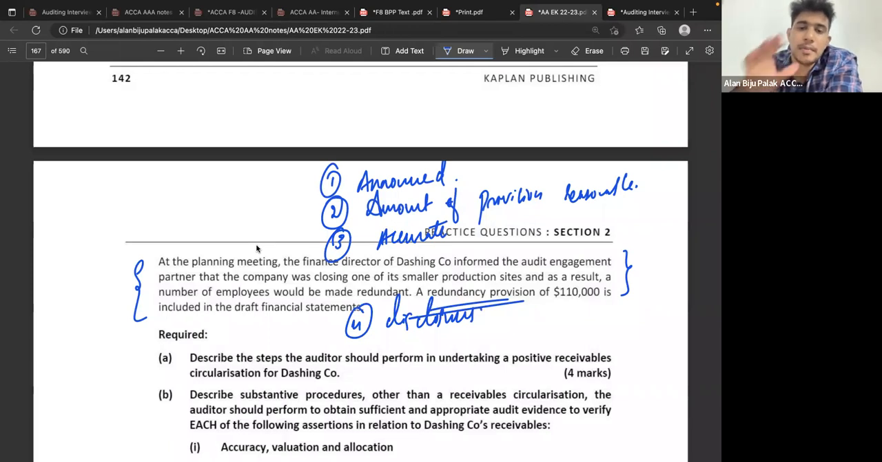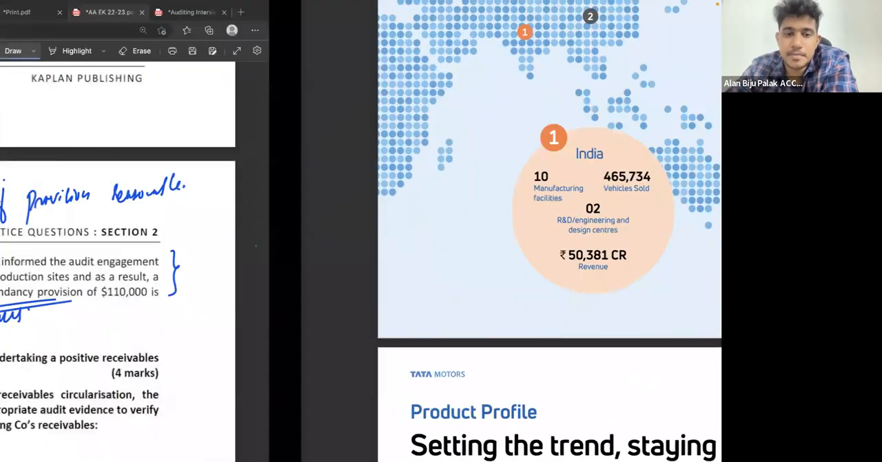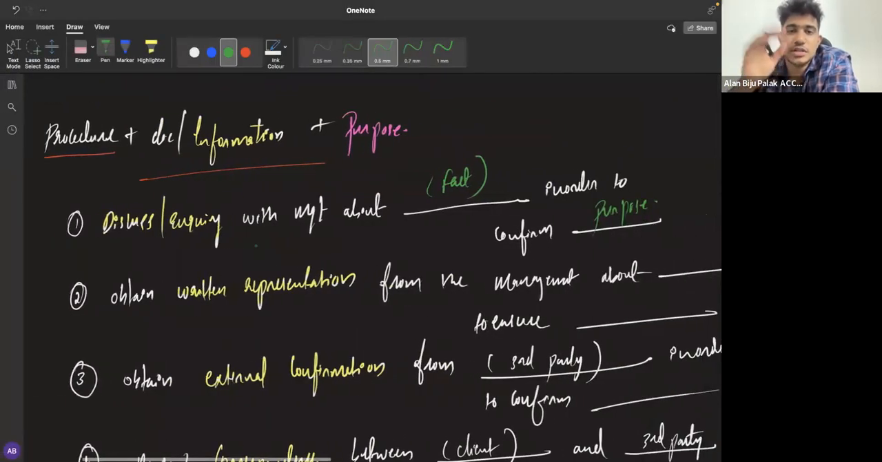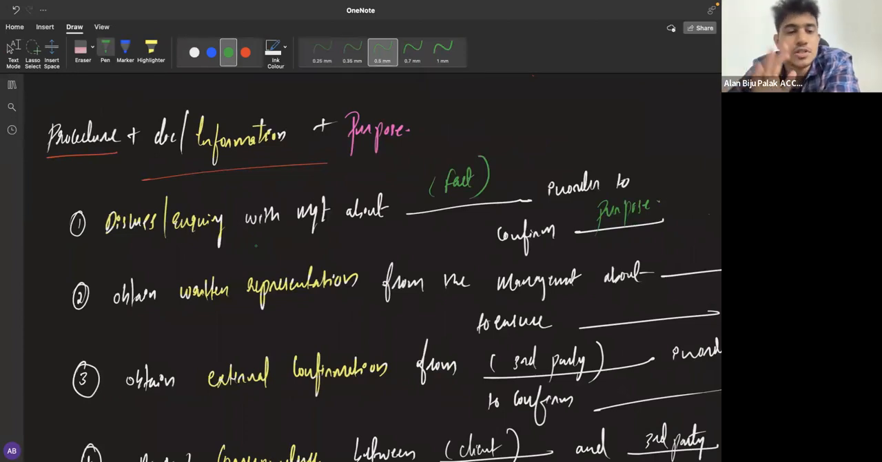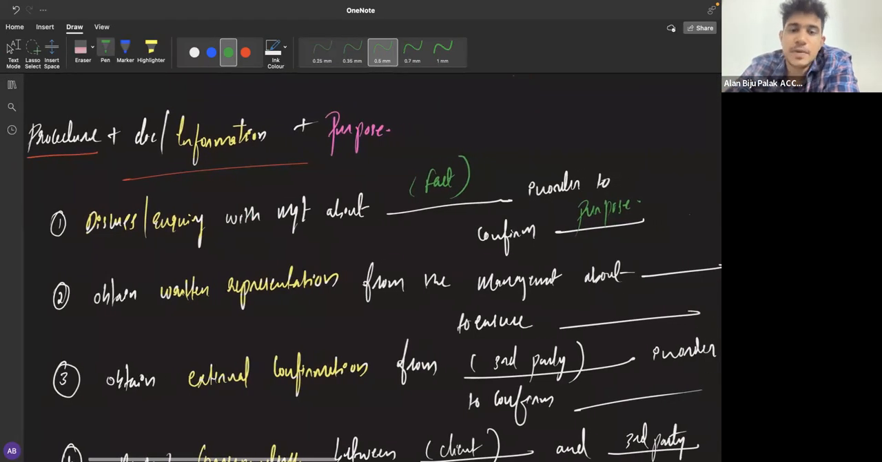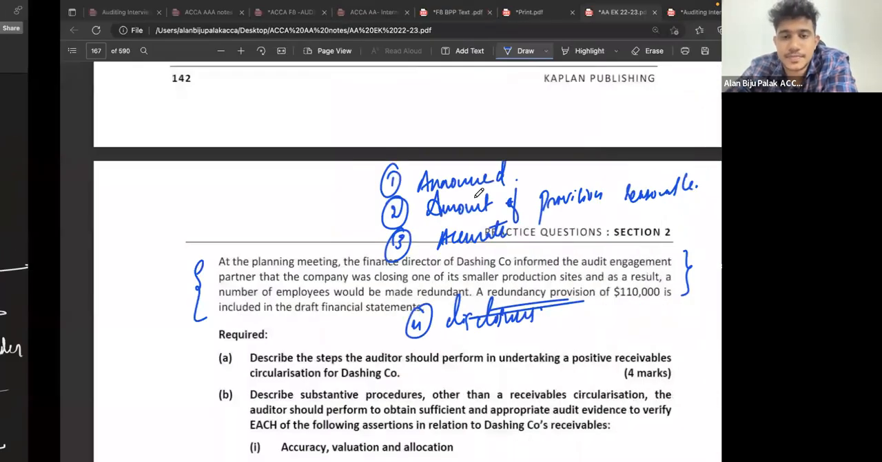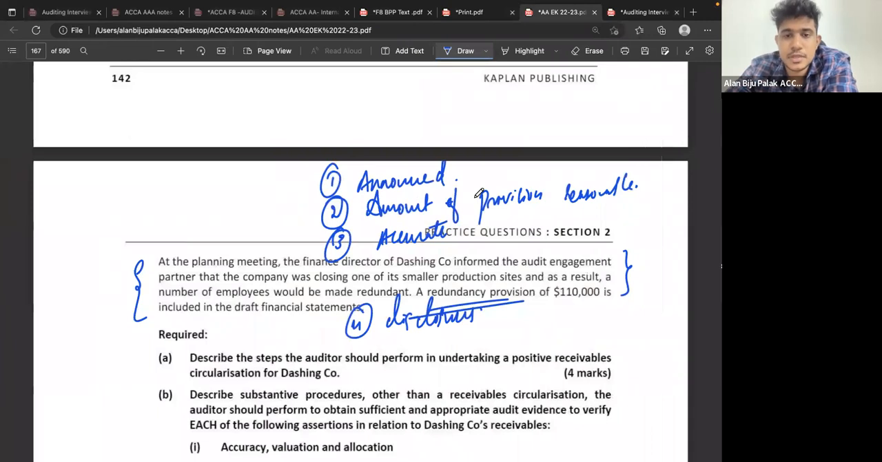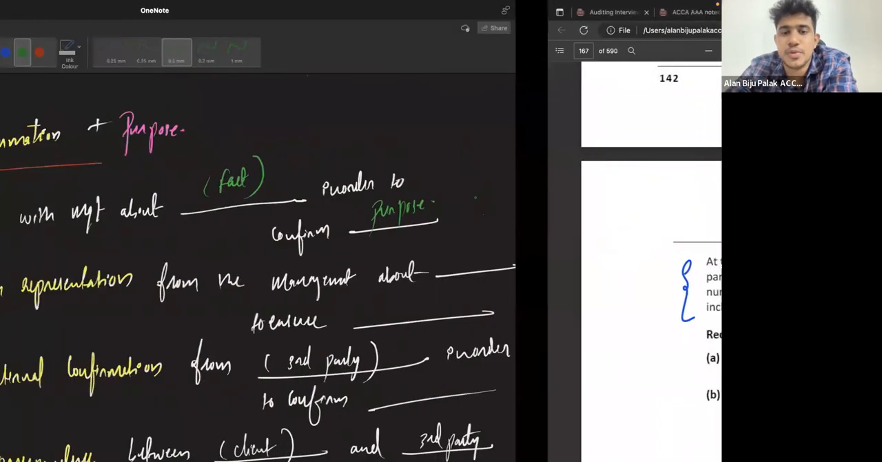So, you have to consider whether the redundancy is being announced to the employees, whether the amount of provision is reasonable, accurate, and whether disclosures are given. Now, you have to start from here. So think whether there is any possibility to ask something with the management. Check whether you can attend and discuss with management. What have you discussed with the management? Announce, you asked the management.